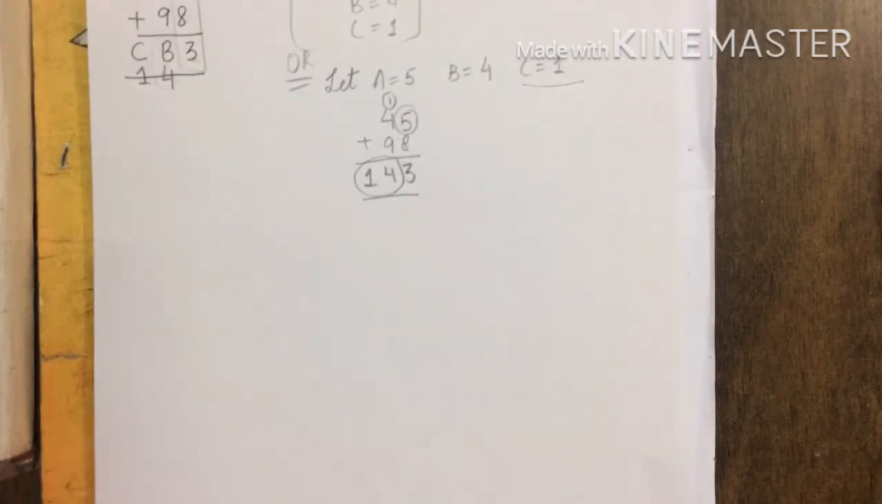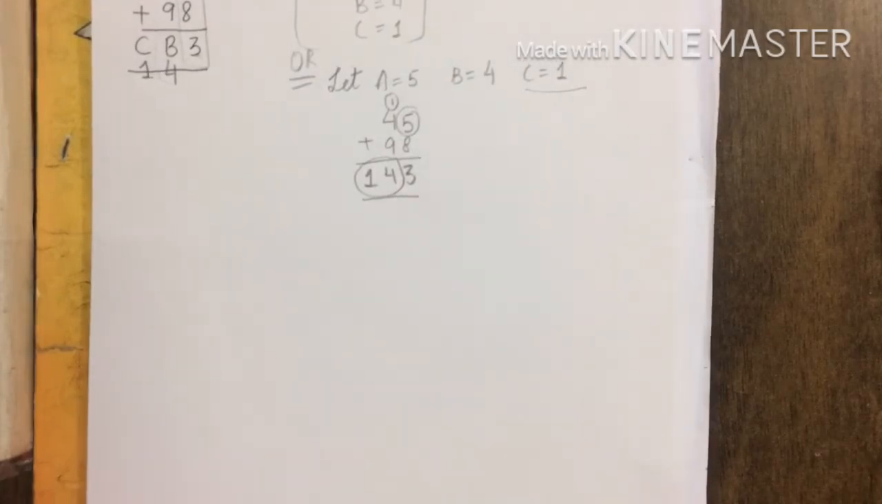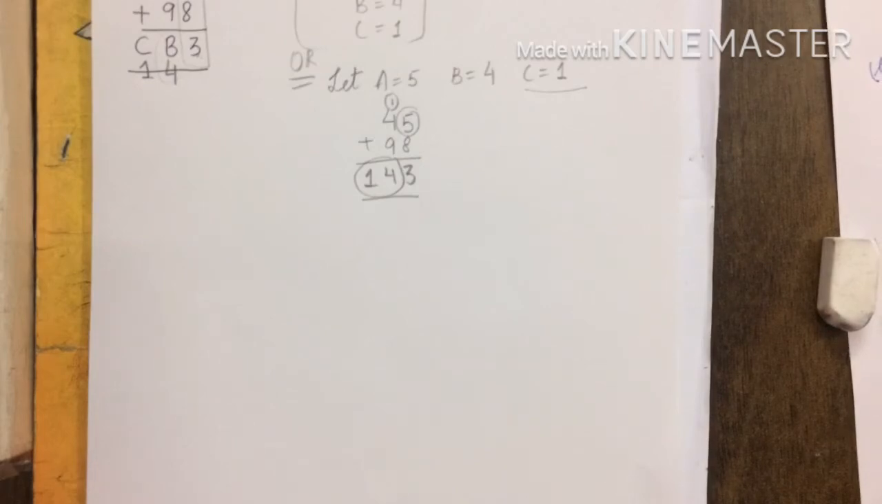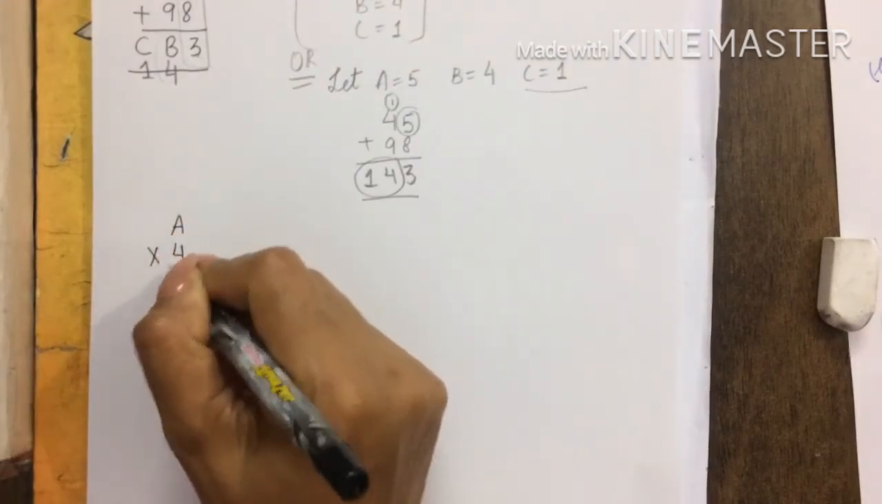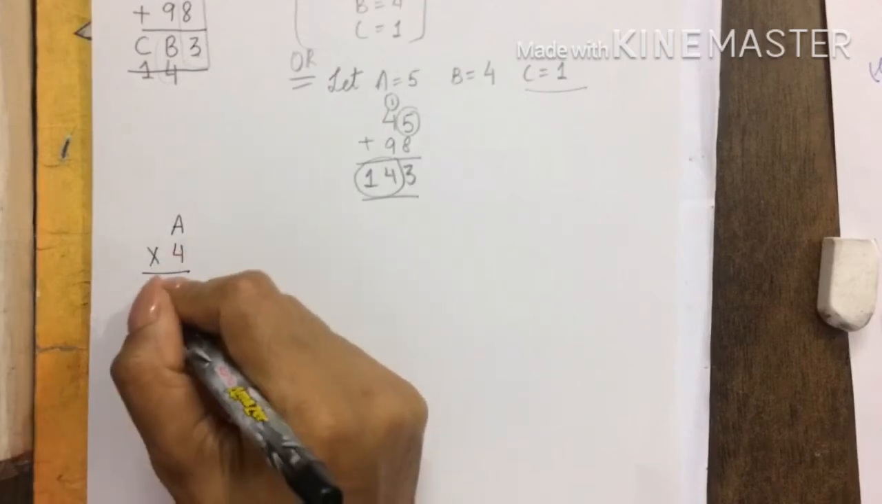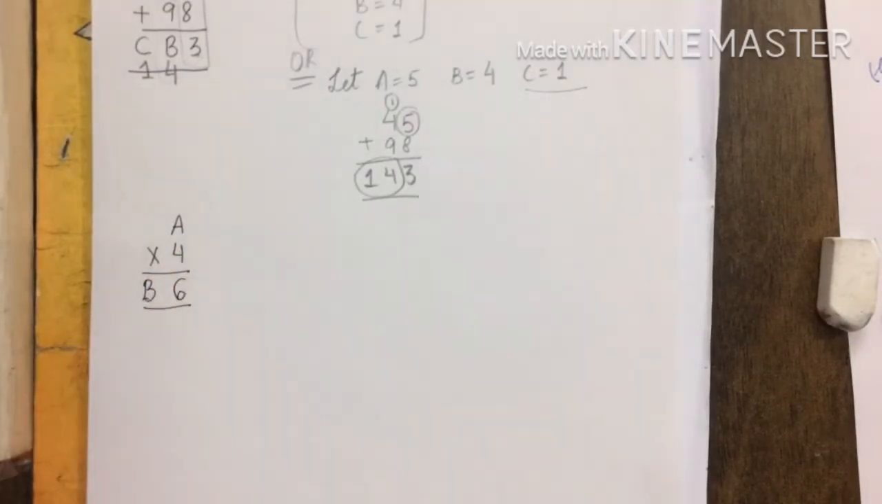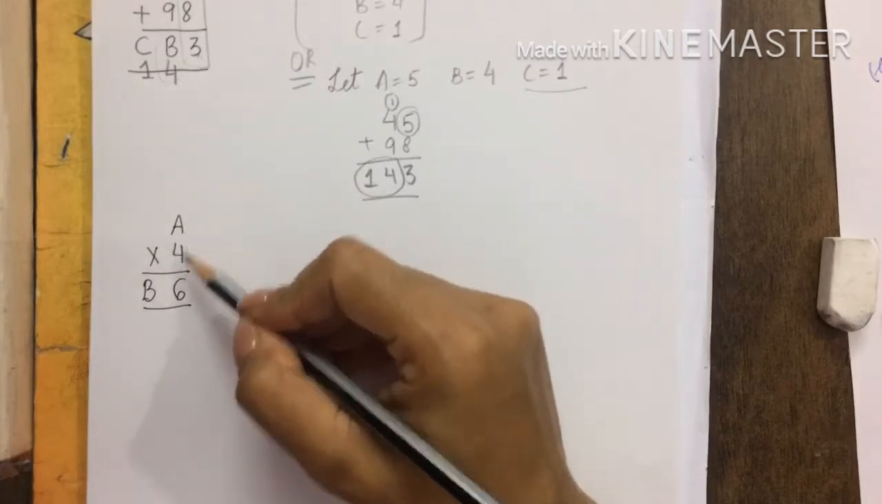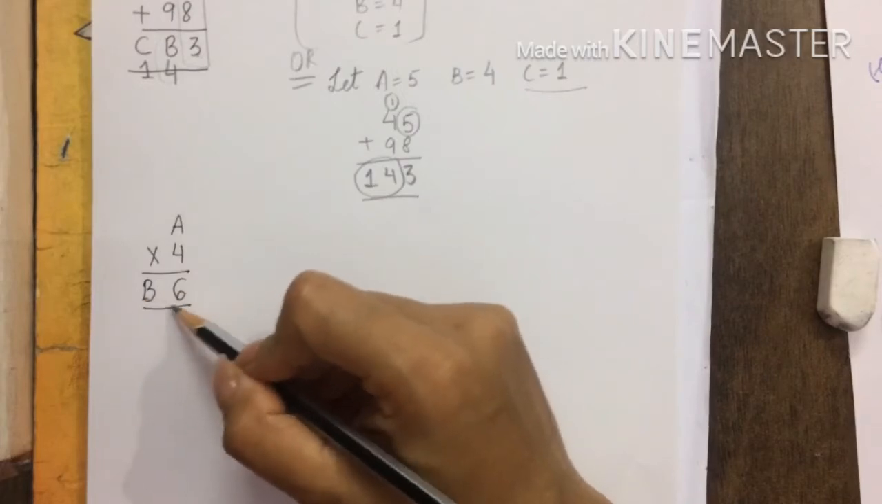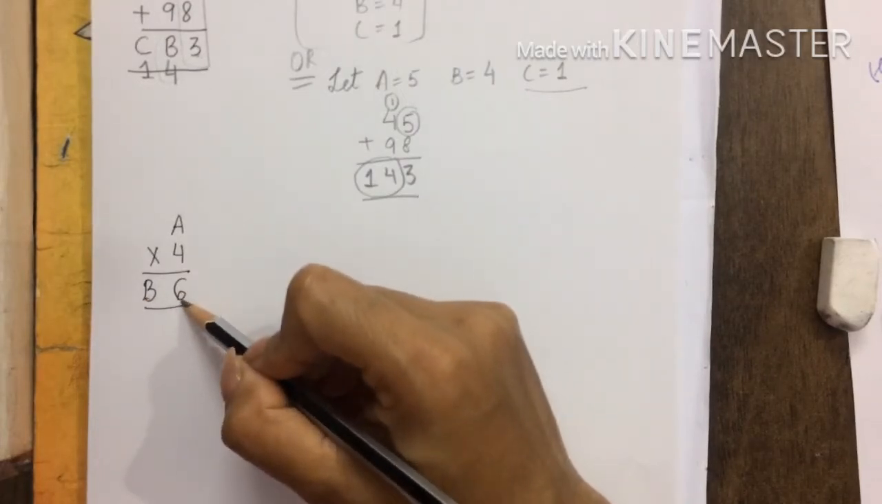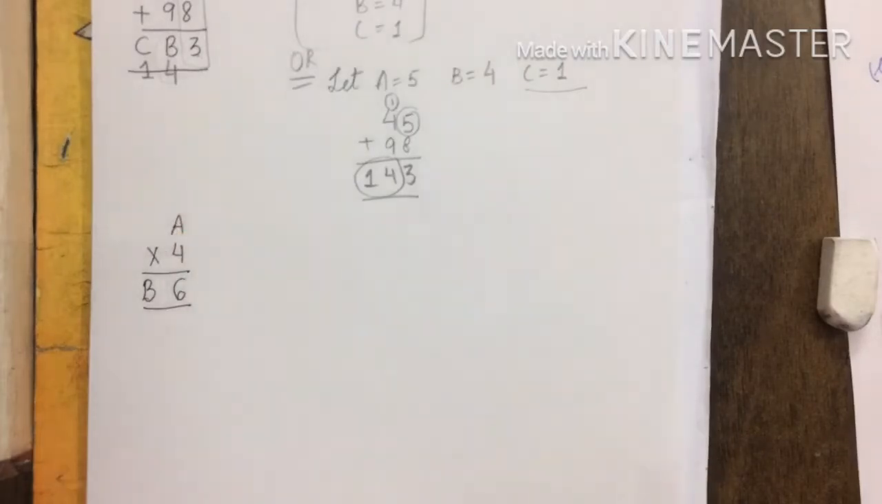I'll be writing down the problem in the same way I have written addition problems, where I have used capital letters to represent the missing digits. So let's start. Let's take the problem as A multiplied with 4, and the answer comes out to be this. The answer of this product is a 2-digit number. So you need to fill a digit here so that the answer comes out to be a 2-digit number ending with 6. So what could be the possible value of A?